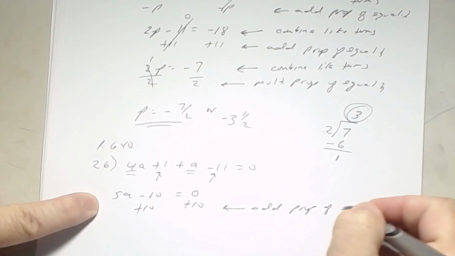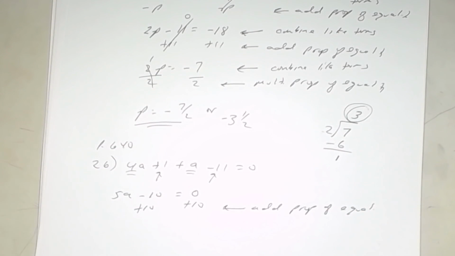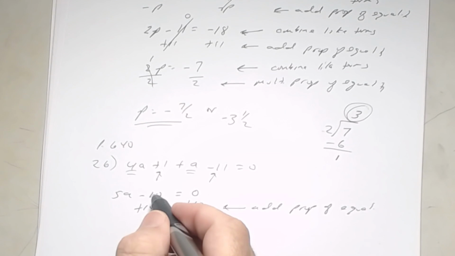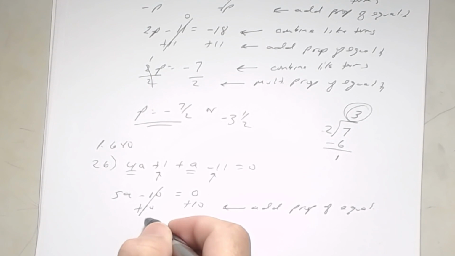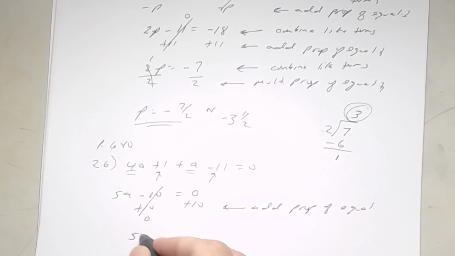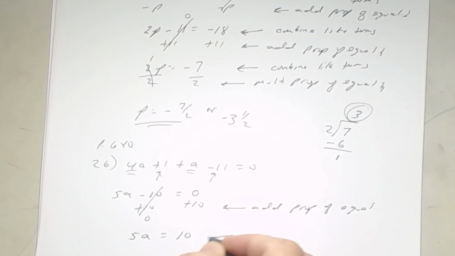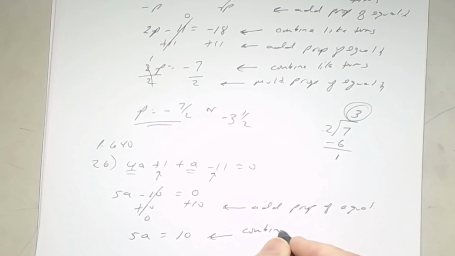All right, addition property of equality. Once you do the addition property of equality, what's going to be the next step? Combine like terms. So negative 10 and a positive 10 is 0. 5a and 0 is 5a. 0 and 10 is 10. Okay, so that was combining like terms, right? Okay, now what's the next step?